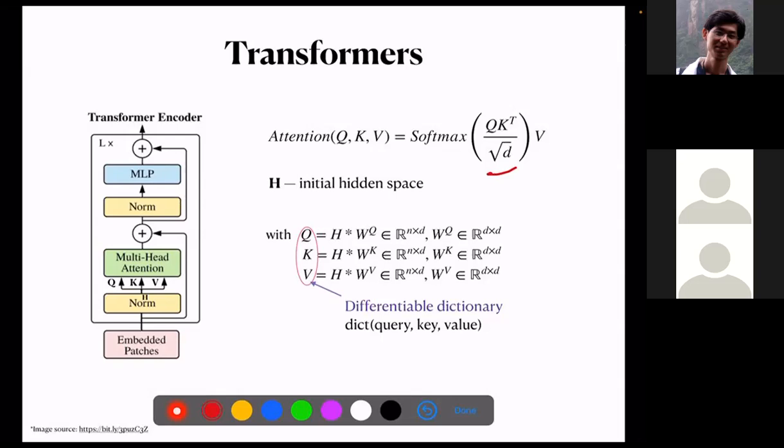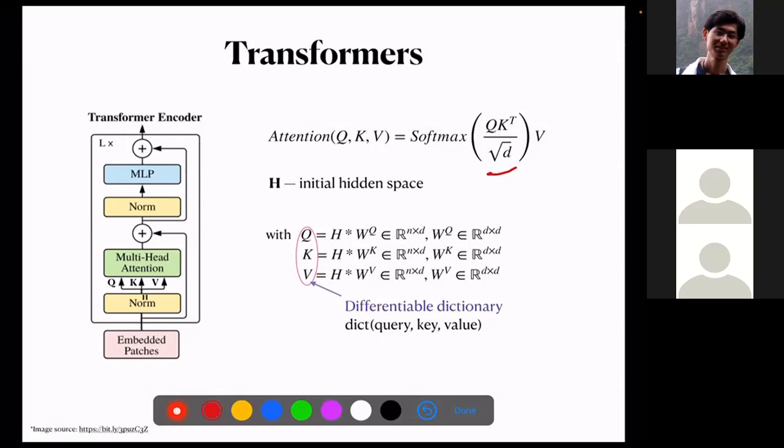Okay, so for more details, you can refer to some materials. But anyway, the main goal of normalization here is to prevent gradient explosion and gradient disappearing. All right, so maybe we can keep moving on.